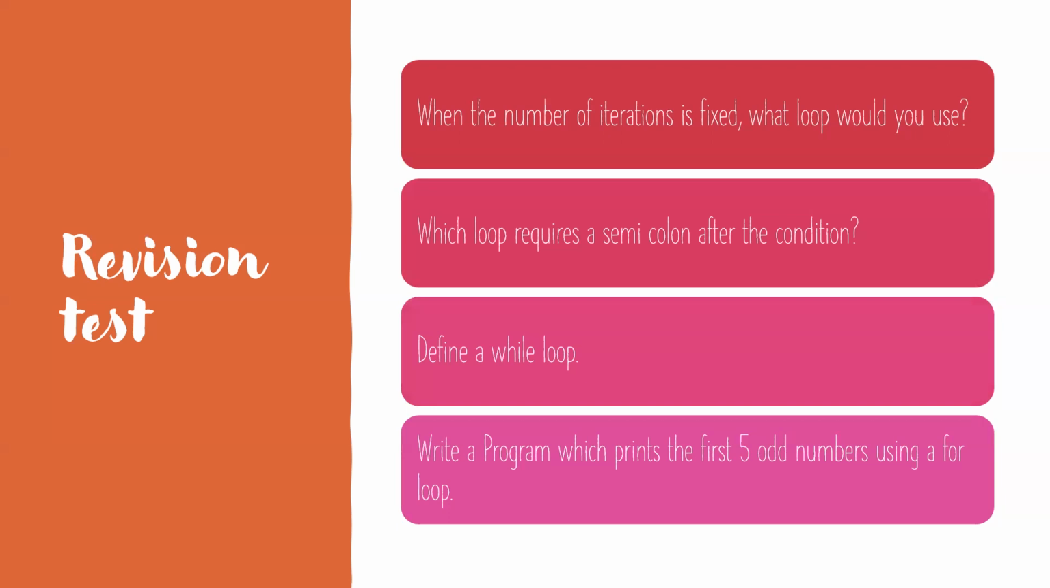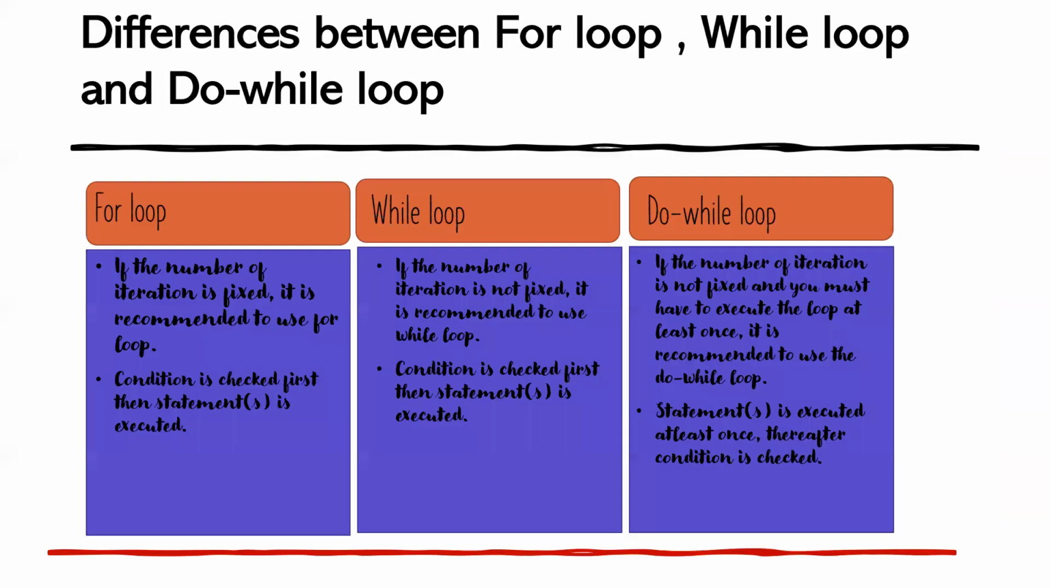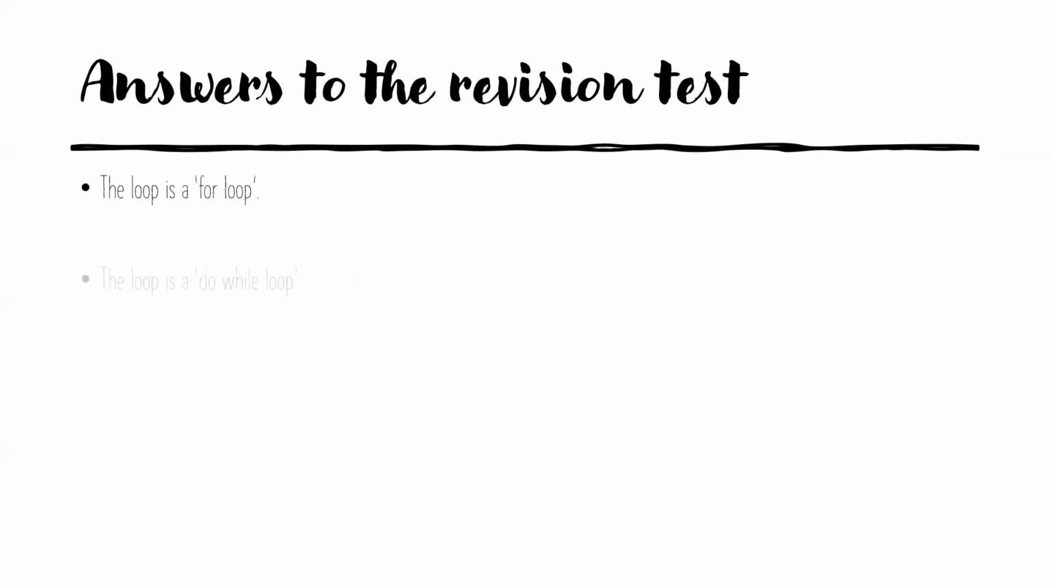Next up, which loop requires a semicolon after the condition? In a while loop and a for loop, you don't put a semicolon after the condition. But in a do while loop, as we have seen before, you put a semicolon after the condition. So the answer is the do while loop.